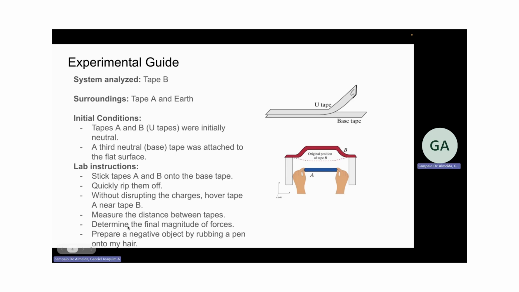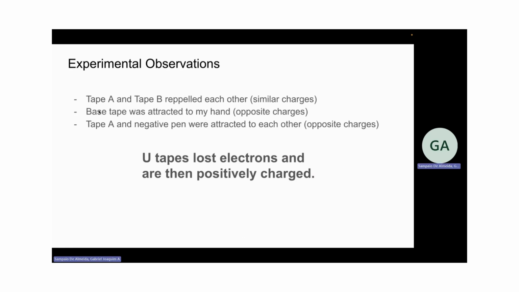Additionally, we were instructed to prepare a negative object by rubbing a pen onto my hair. For the observations, tape A and tape B repelled each other, which suggests that they have similar charges. The base tape was attracted to my hand, which means that the base tape and my hand had opposite charges. Tape A and the negative pen were attracted to each other, which means they have opposite charges. And therefore, tape A has a positive charge, and based on the first assumption, tape B also has a positive charge, which leads us to conclude that both U tapes lost electrons and are positively charged.